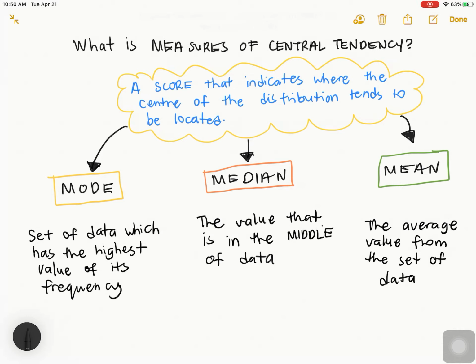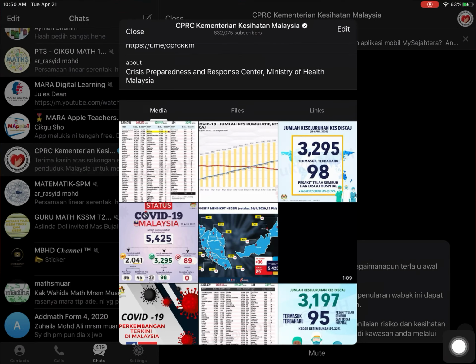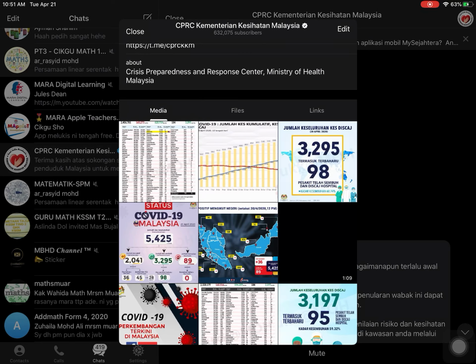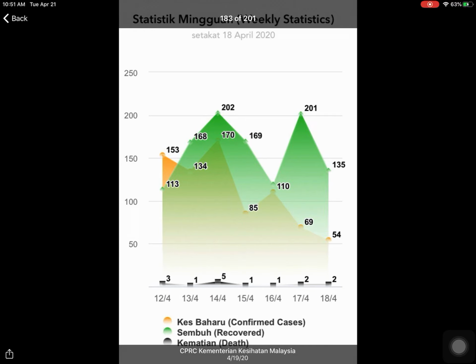So today I'm going to deliver my last lesson for Form 2 in Semester 1, which is Measures of Central Tendency. Before I start, I want to share with you some of the real data of what is happening right now in Malaysia and all over the world. You know why we're having MCO? Because of the pandemic, the COVID-19 pandemic, okay? So this is one of the data that I have. This is the real one, yeah, kids?